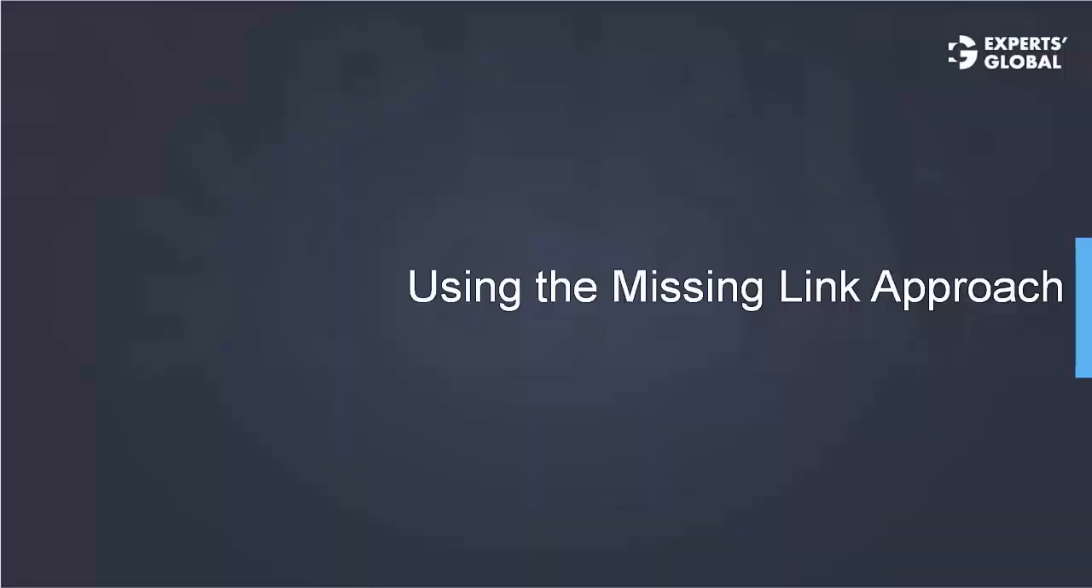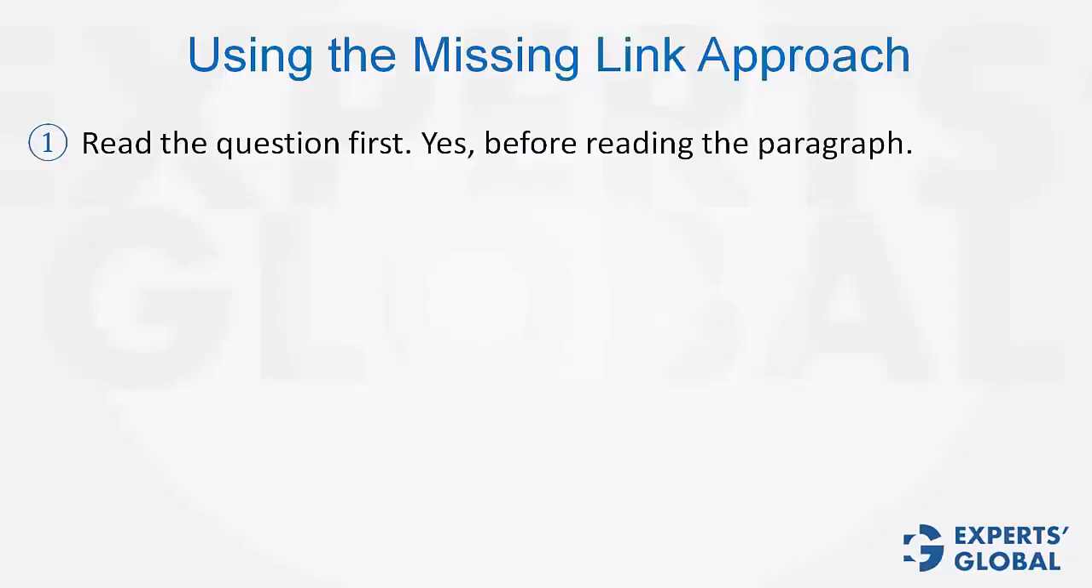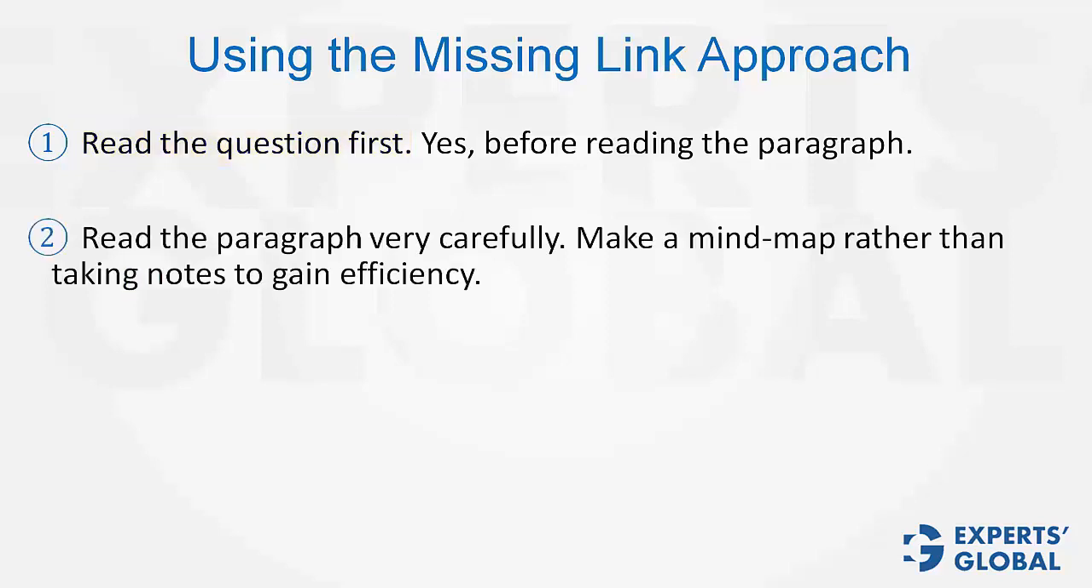Using the missing link approach. The steps are: Number 1, read the question first. Yes, before reading the paragraph. So before you get into the paragraph, you must know whether it is an assumption question, strengthening question, weakening question, or which one. Step 2 is to read the paragraph very carefully. Make a mind map rather than taking notes. Taking notes throughout the verbal section is not recommended. You can very well have a mind map for reading comprehension as well as critical reasoning questions.